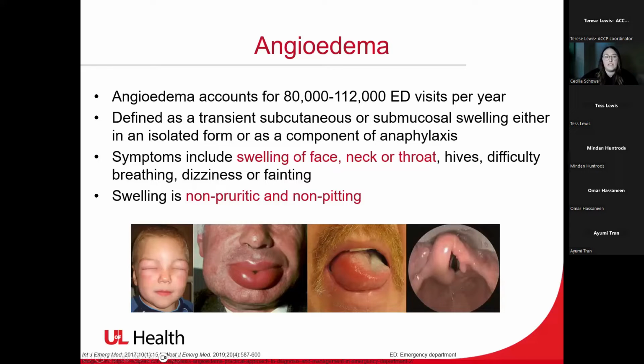When we think about symptoms, this is really going to include swelling of the face, neck, or throat, and depending on severity, how deep it goes, potentially hives, difficulty breathing, dizziness, or fainting. And this swelling is really going to be defined as non-pruritic and non-pitting, and so this is what's going to differentiate it from just our typical urticaria symptoms.